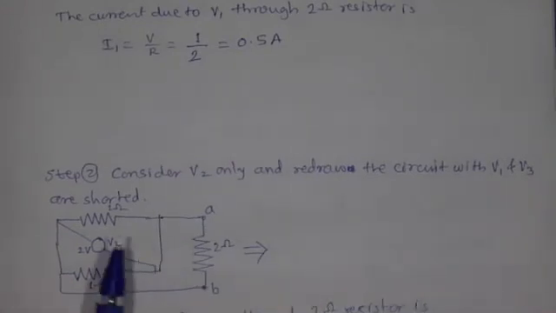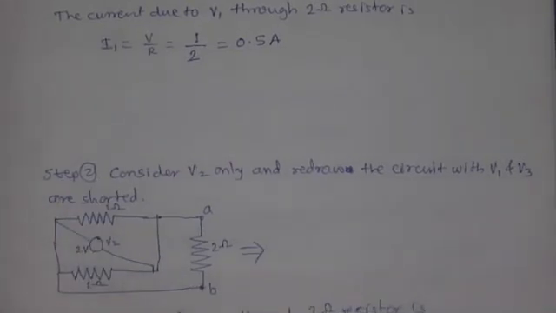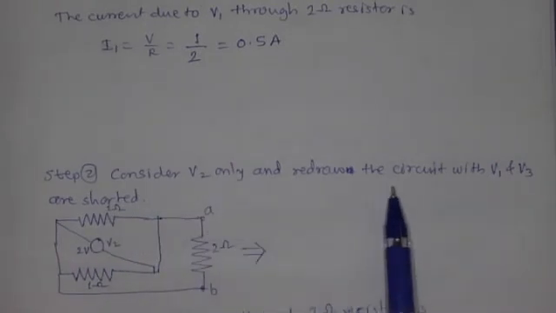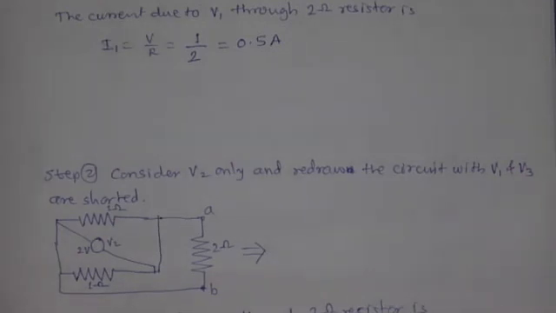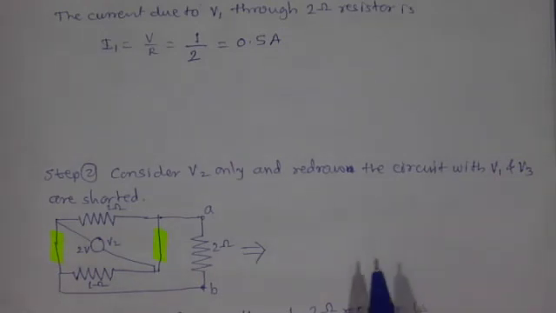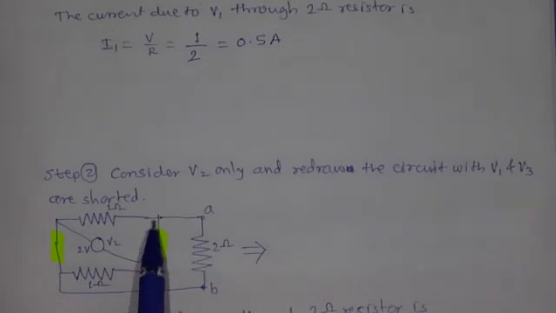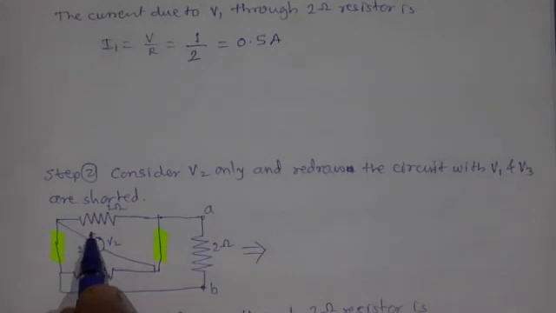Step two: we replace with the other voltage source. Here only the voltage source V2 is applied, and we redraw the circuit with V1 and V3 shorted. Means the short path is provided, here it is V2 and these two paths are shorted, and the circuit is simplified in a very good manner. This is shorted, means here it is connected, and here it is connected. Now we can simplify this circuit.